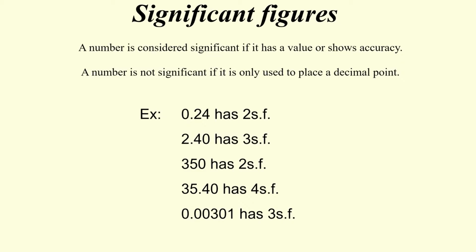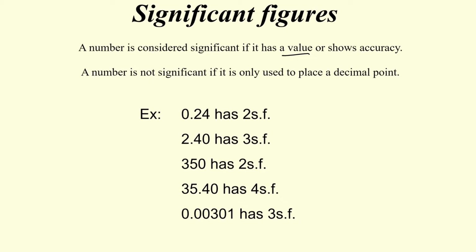You can see here that a number is considered significant if it has a value or shows accuracy. Basically, for the first part, if it has a value, then it's a non-zero digit. So anything that's not zero would be considered significant. That's a nice, easy one to point out and identify.